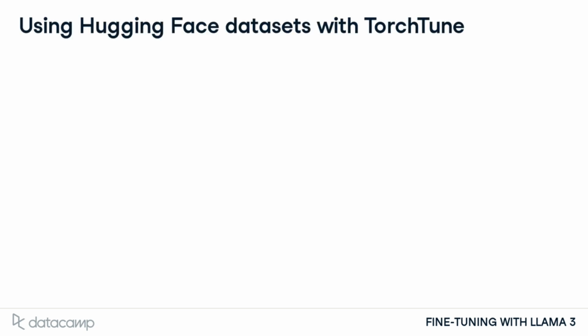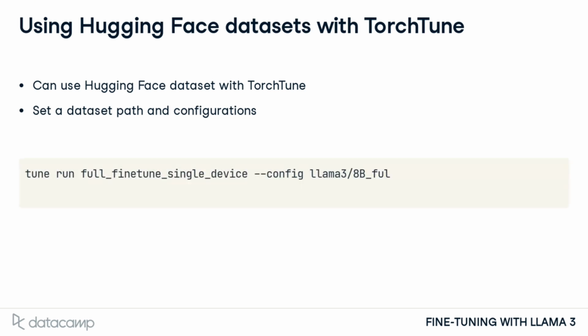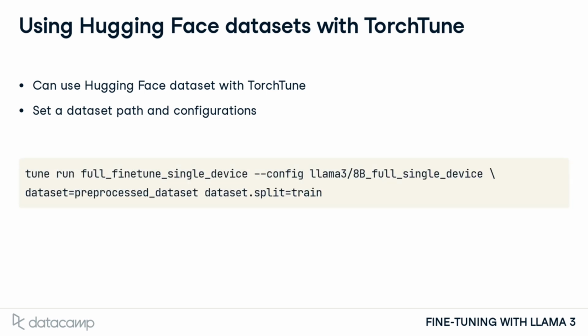One of TorchTune's features is that it can read Hugging Face datasets directly. After preparing our dataset, we can fine-tune it with TorchTune from the command line by specifying a dataset path and other configurations such as the split to work on, which is usually train or test. In this example, TorchTune takes the Hugging Face dataset file and applies the recipe and configuration.